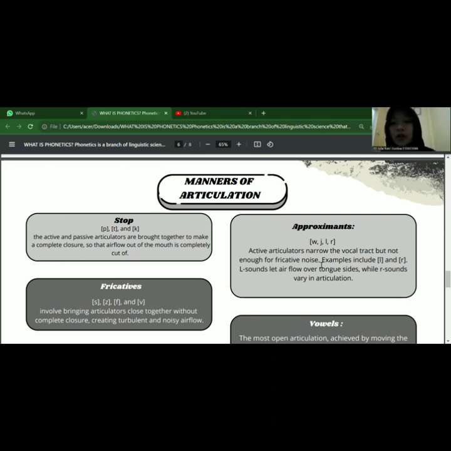Active articulators narrow the vocal tract but not enough for fricative noise. Examples include L and R. L sounds let air flow over the tongue sides, while R sounds vary in articulation. L is very small for the air, and R sounds vary in articulation.